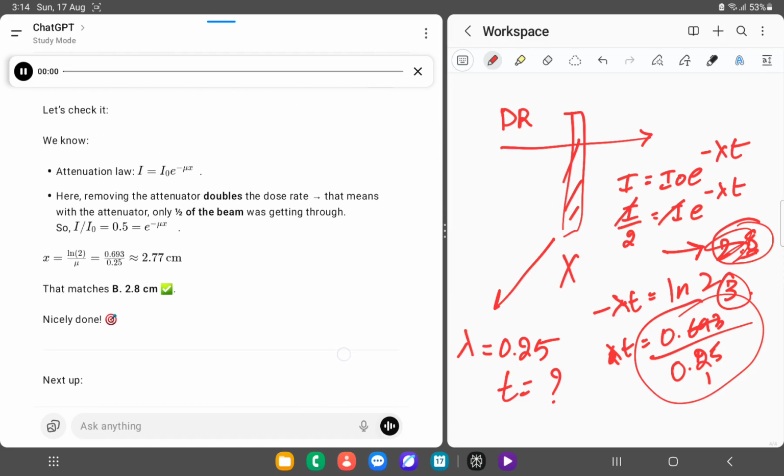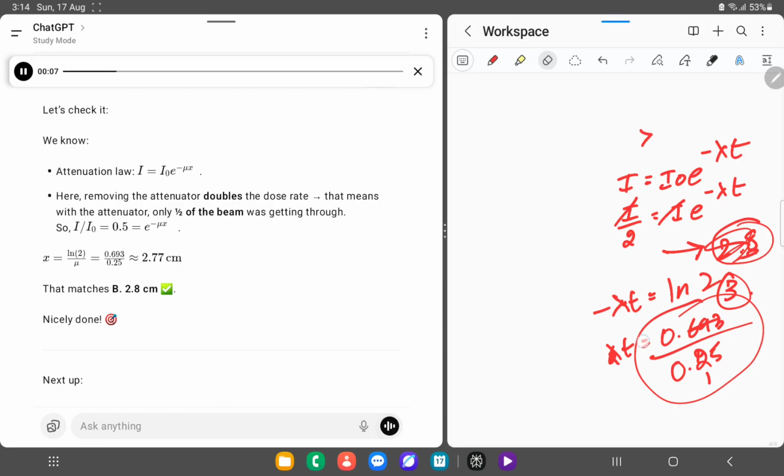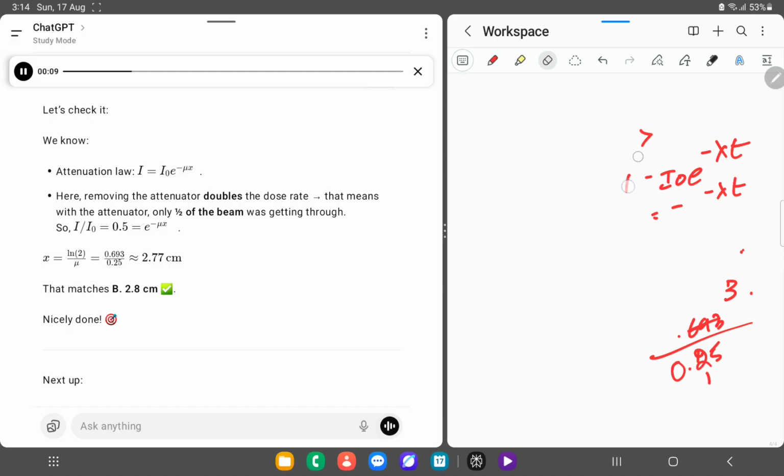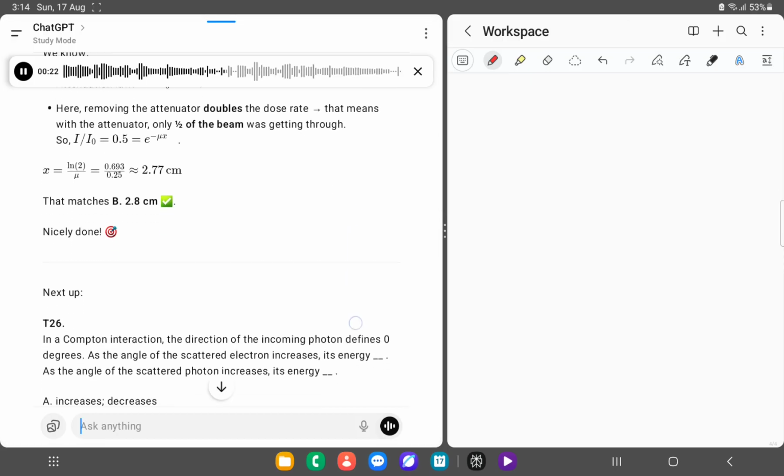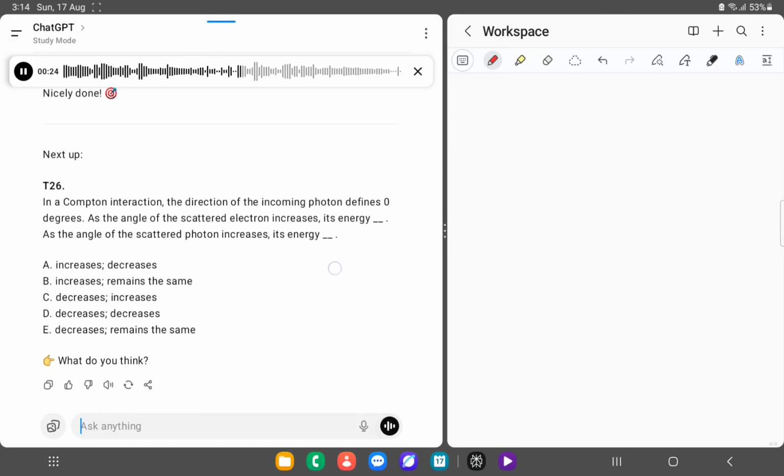Let's check it. We know the attenuation law, I equals I0 e to the minus mu x. Here, removing the attenuator doubles the dose rate. That means with the attenuator, only half of the beam was getting through. So I over I0 equals 0.5, which is equivalent to mu x equals ln 2, so x equals 0.693 over 0.25, approximately 2.77. That matches B, 2.8 centimeters. Nicely done. Next up, T26.